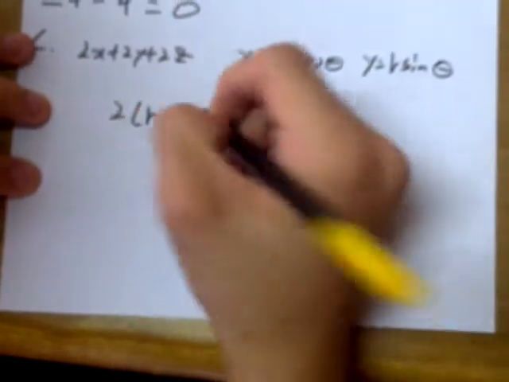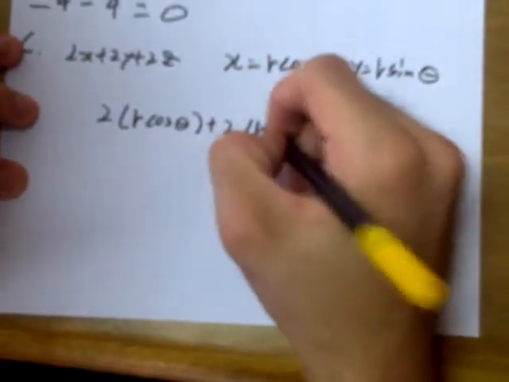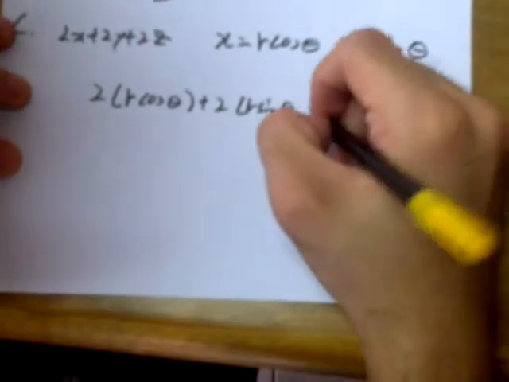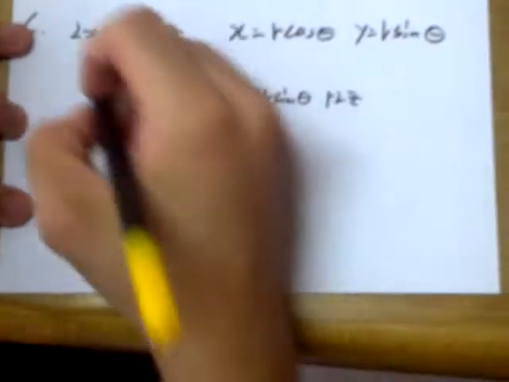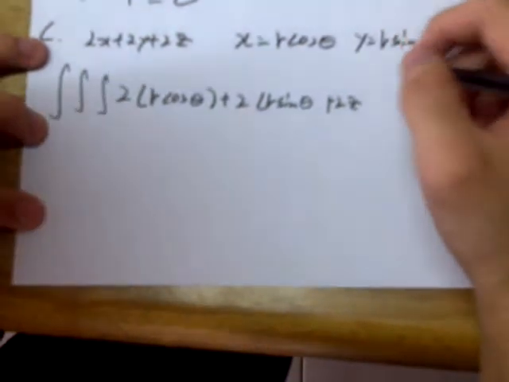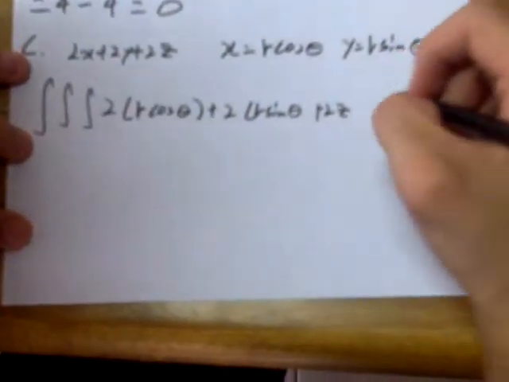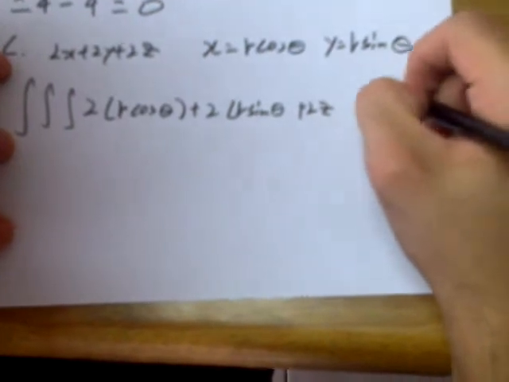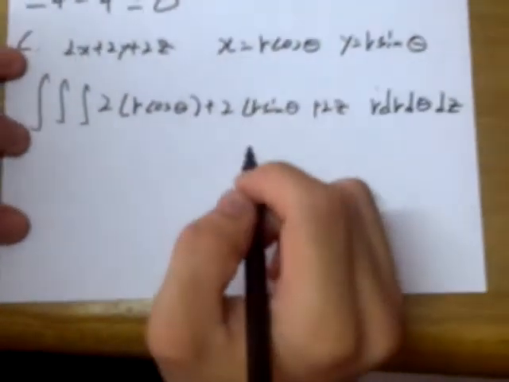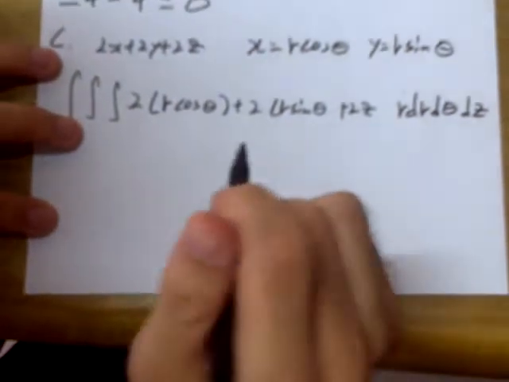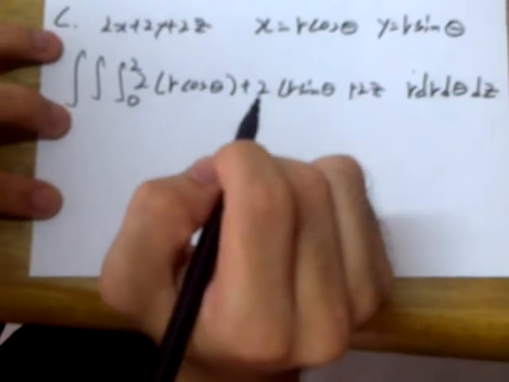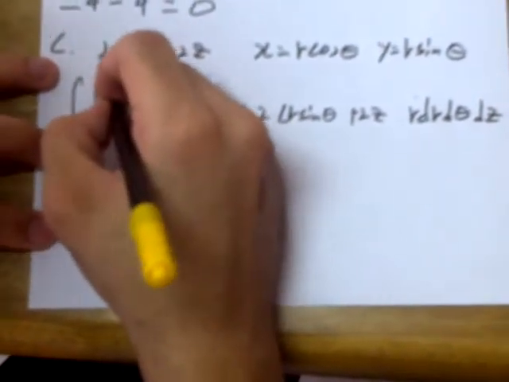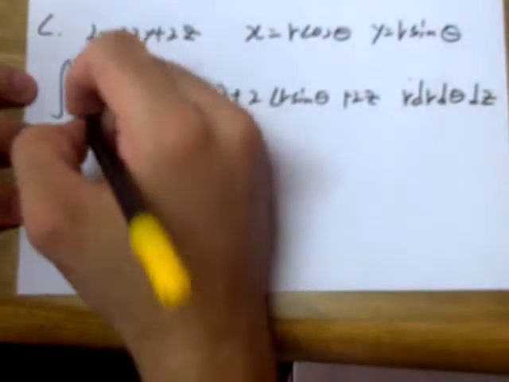2r cos theta plus 2r sin theta plus 2z. Now we have to integrate it. We got the new equation, so we triple integrate to find the flux. So it's r dr d theta dz. The limit for r is 0 to 2, and then d theta is 0 to 2 pi, and then the z part is 0 to 1.